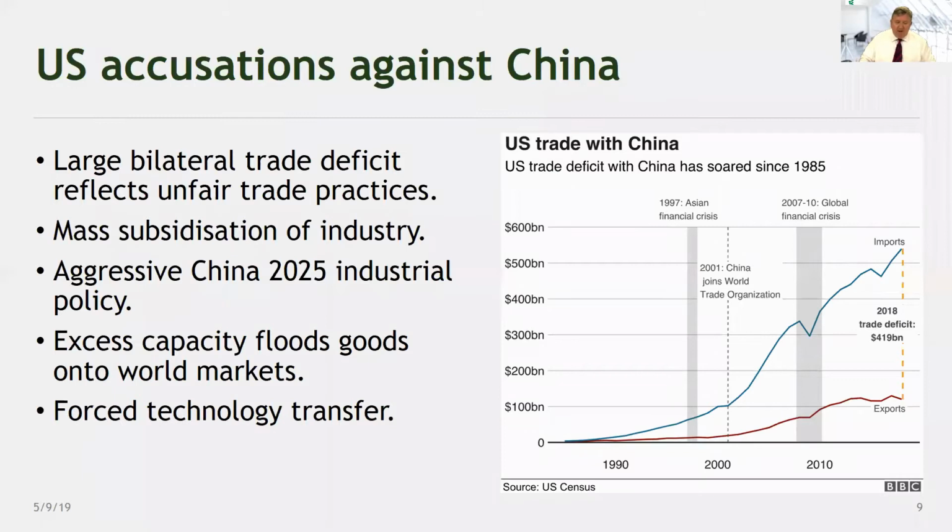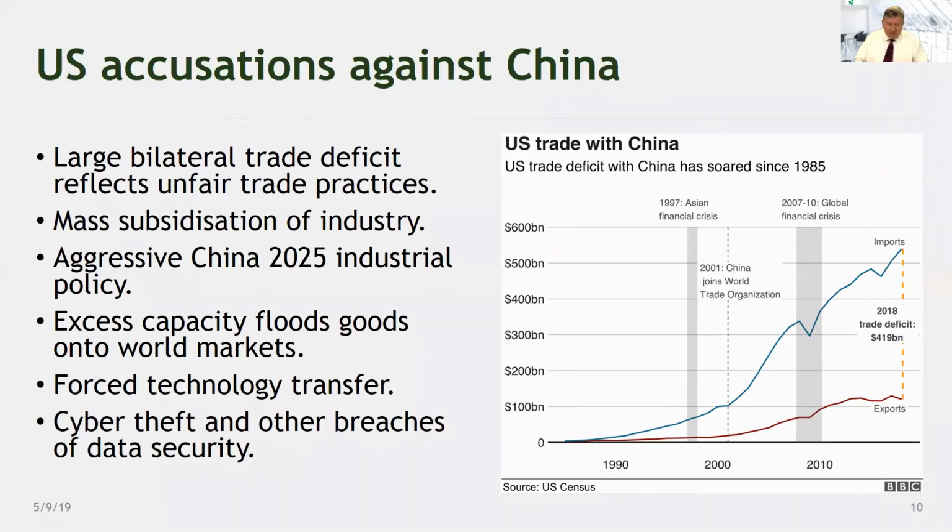Now, another accusation against the Chinese is that they have forced the transfer of technology by Western firms who are investing in China. And these forced technology transfers are thought to be either illegal or unacceptable or inappropriate. Of course, it should be said, Western firms voluntarily invest in China. No one makes them do this. But the American concern is that the terms of this are not right.